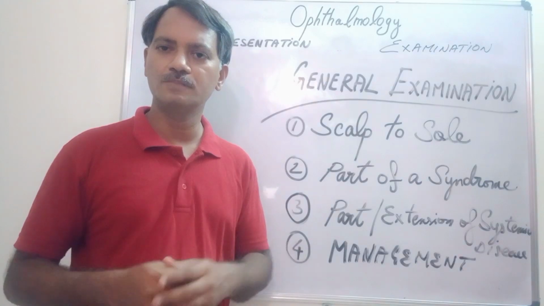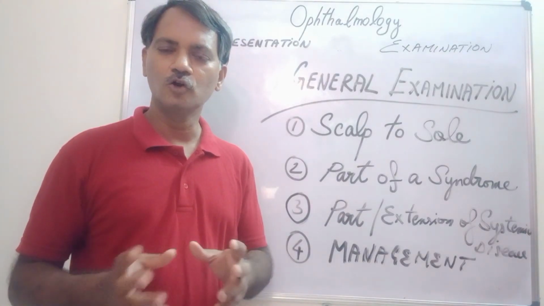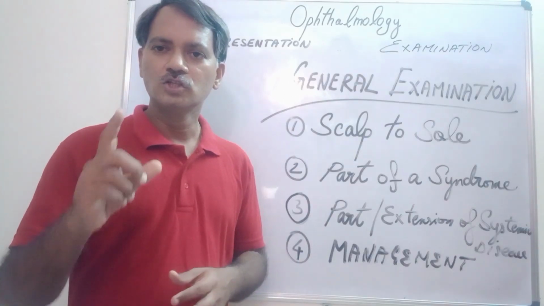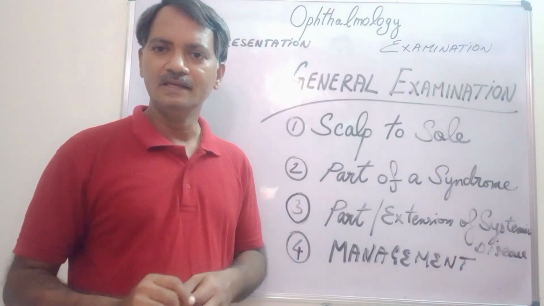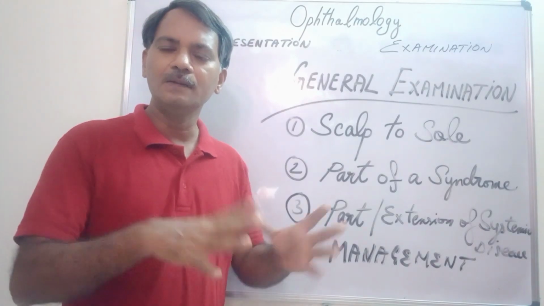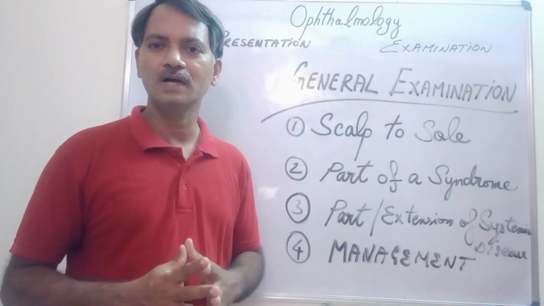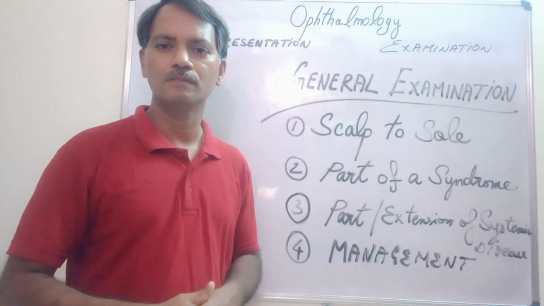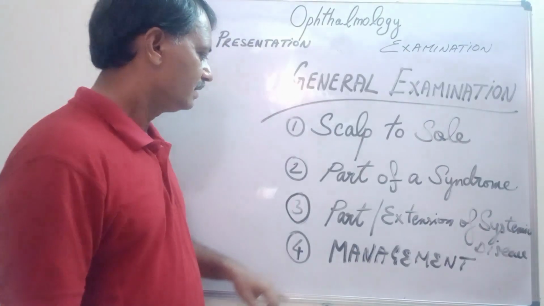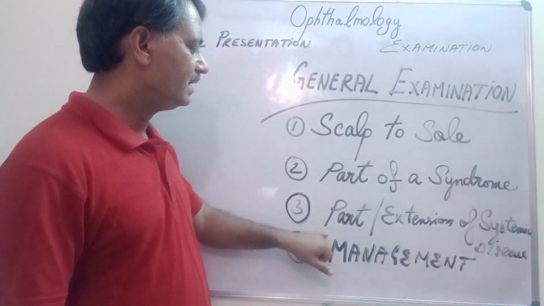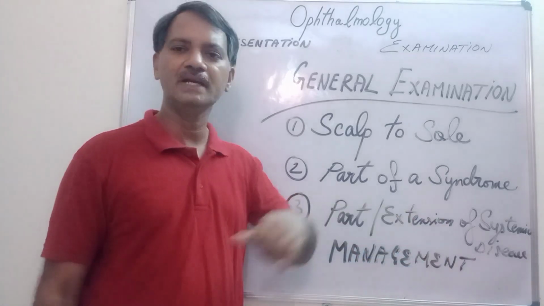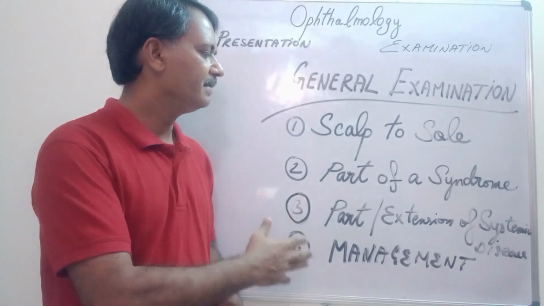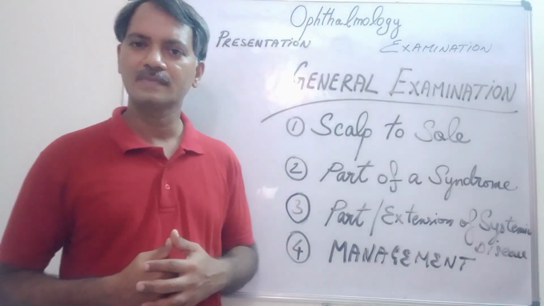There are several syndromes in medicine. A syndrome is caused by genetic transmission. So, a problem in the eye may be a part of multiple problems in the body due to a congenital problem. So, it may be a part of a syndrome. Next, the disease in the eye may be a part or extension of a systemic disease.